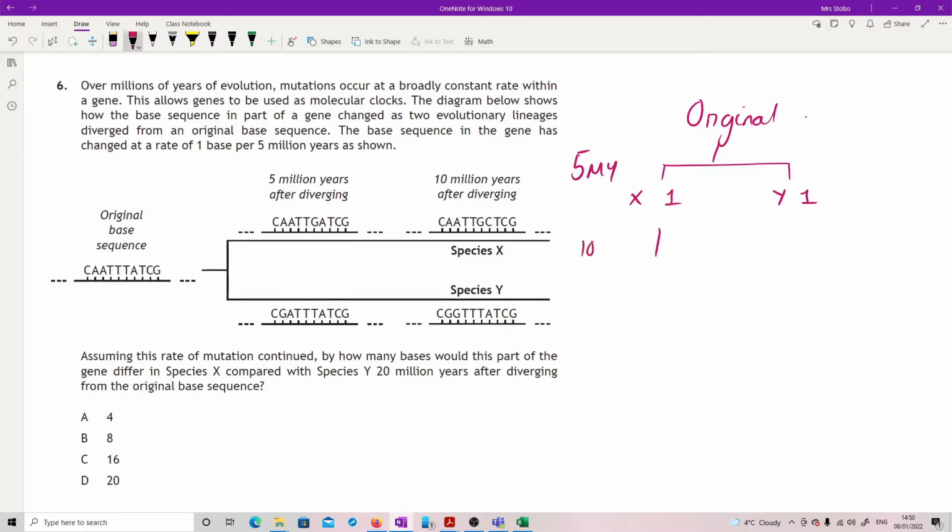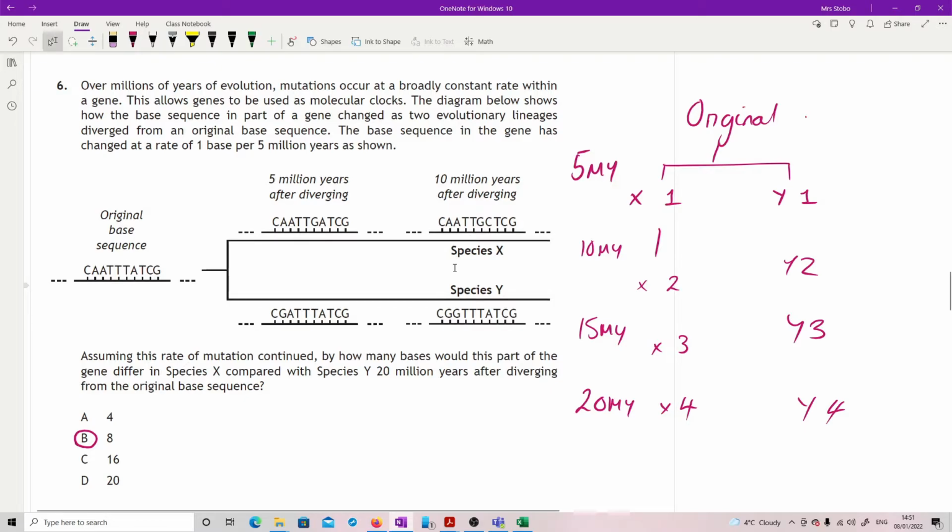So after 10 million years, X has changed by 2 from the original. After 15 million years, it's changed by 3. And by 20 million years, it's changed by 4. But Y has also changed by 4. So if I try to compare them, I would have to go back the way and then out the way again on my Y path. So in total, I have 8 differences racked up. You've got to be careful because a lot of people will go with a 4, just from reading it very quickly.